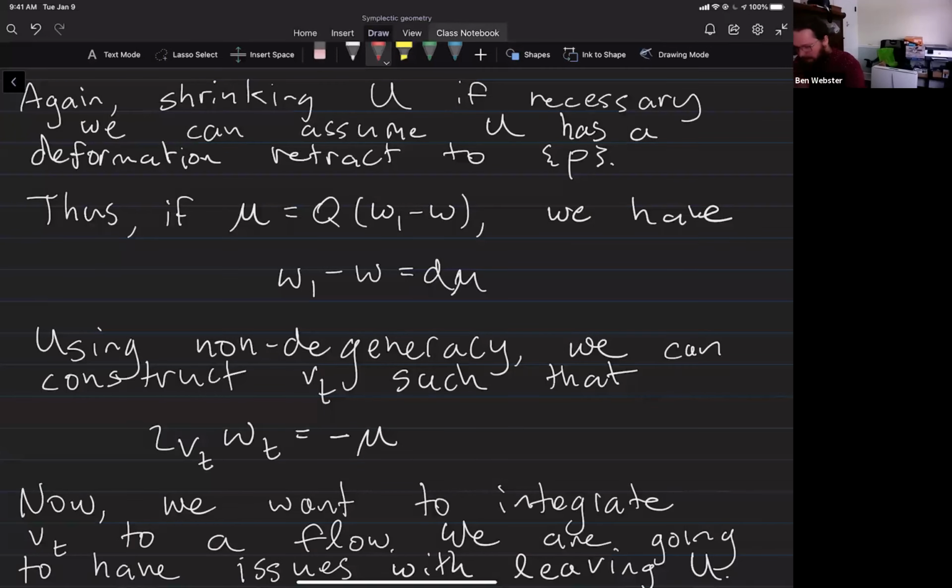So now I apply my Moser trick. As I said, I really like having this operator Q from before, because now I can just say, oh, I have a deformation retract. Then I can explicitly compute an antiderivative. I can look at Q of omega 1 minus omega, call that mu, and then I'm going to have the equation that omega 1 minus omega is d mu.